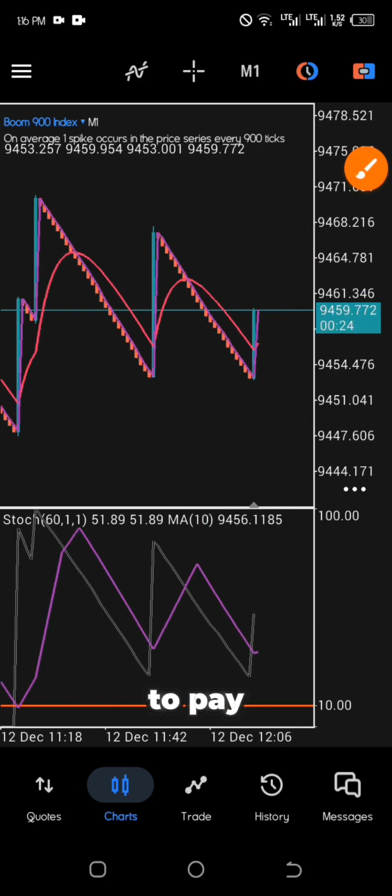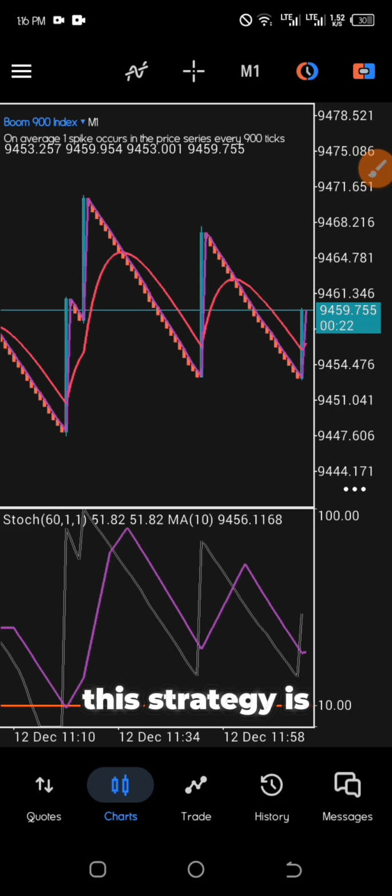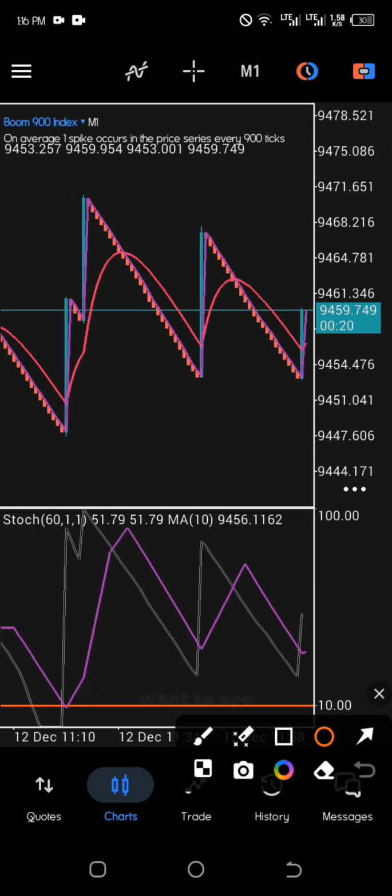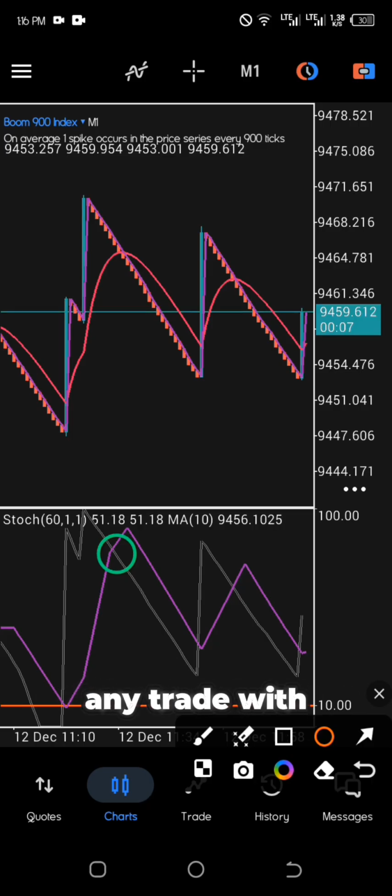Now the second thing you want to pay attention to when you are taking a trade with this strategy is the crossover. We always want to see the crossover happen between the stochastic oscillator and the moving average, which happens right here. Okay, so you have to keep this in mind as well. So that's the second thing we always want to see before taking a trade with this strategy.